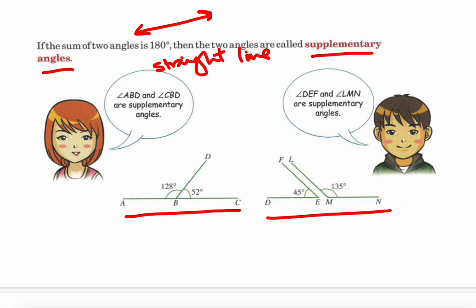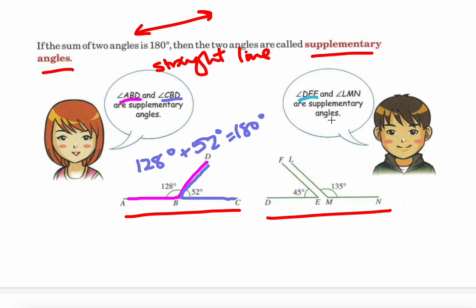Okay, so here are some examples. We have angle ABD, ABD in pink, and then we have this next angle, angle CBD in this light blue. They are supplementary because one is 128 degrees, another is 52 degrees. They add up to 180 degrees. So they're supplementary angles. Let's do another example over here.